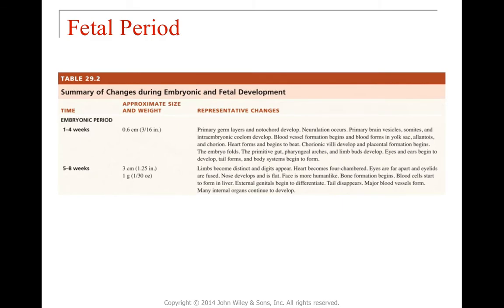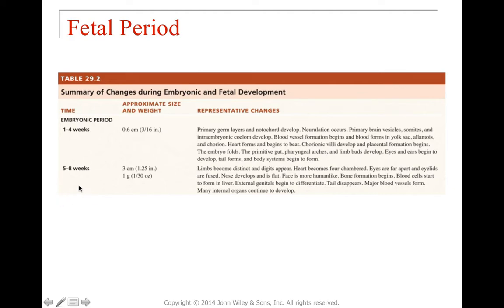So this table here is going to have a summary of all of the things that we've basically told you. So the embryonic period lasting from 1 to 4 weeks is when we're going to have the notochord developing and neurulation occurring. We're going to be creating the early structures like the primary brain vesicles, the somites. We're going to start creating the blood vessels, and also going to start forming the heart and get that beating heart. And placental formation. The embryo is going to fold into itself. It's going to create the pharyngeal arches, the gut and the limb buds, etc. So everything's going to basically be setting the stage.